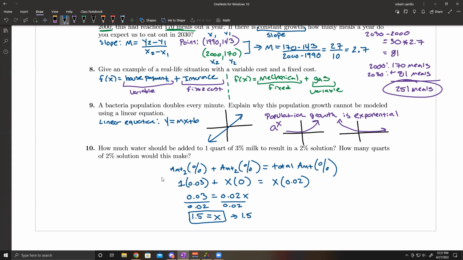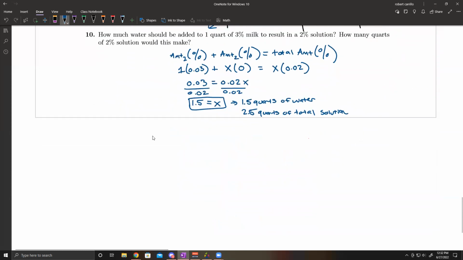So 1.5 quarts of water. And then it says how many quarts of total solution would this make? And that would make 1.5 plus 1. It would be 2.5 quarts of total solution. Okay, cool. All right, so that was just a refresher on mixtures. Don't worry, you won't see mixtures on this second exam, but I guess they just had to throw this in there. Okay.